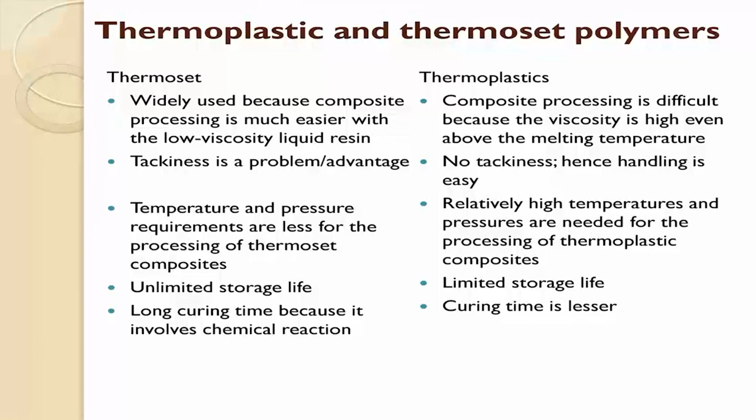Thermoset has a long storage life or shelf life. That means to say you buy a resin, it has a validity of 2 years. Whereas a thermoplast in liquid form is very difficult. When you are trying to make composites, going from solid to a highly viscous liquid, it does not have a larger storage life.